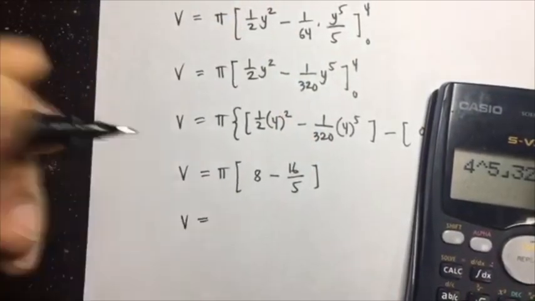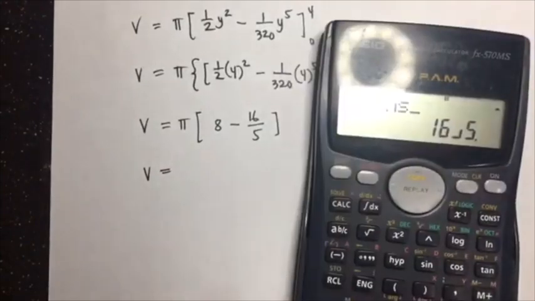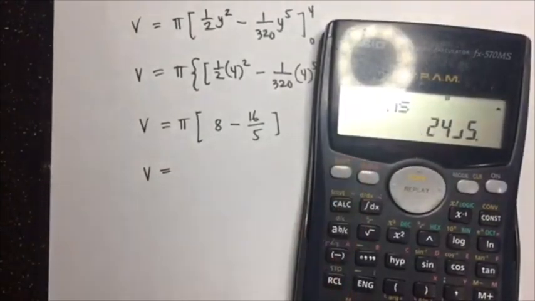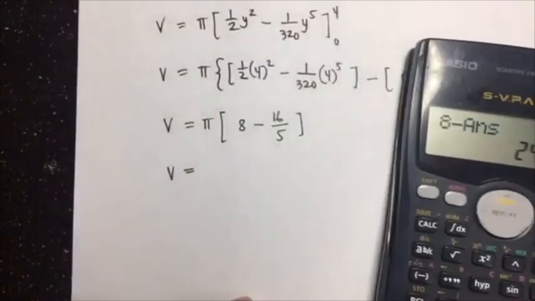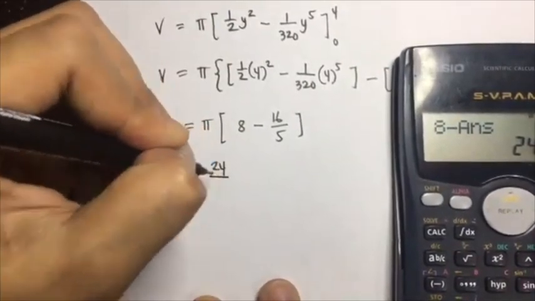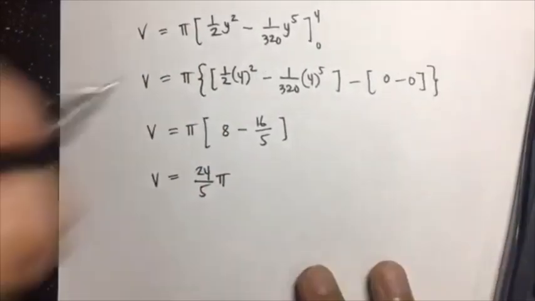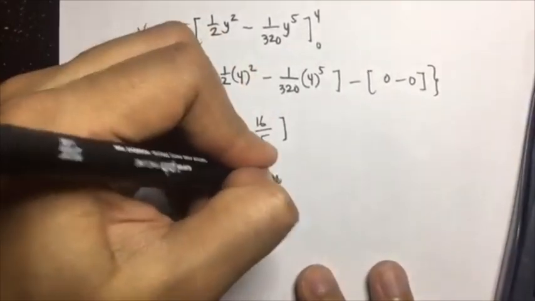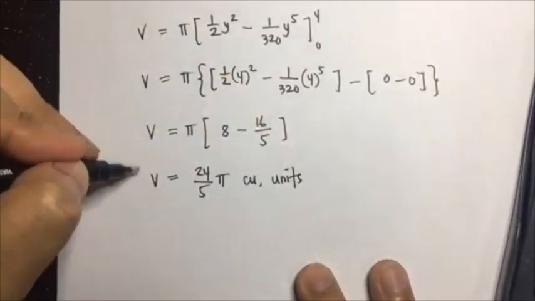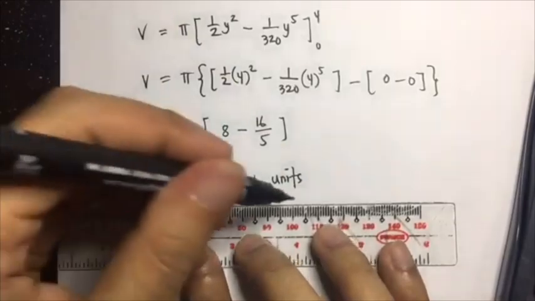Okay, so simplifying, 8 minus 16/5. That is 24 over 5 multiplied by pi, so therefore that is 24 pi over 5. Obviously this is in cubic units since this is a volume.